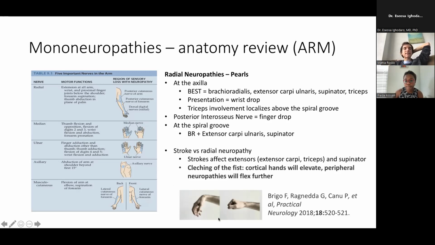And the last one in the radial neuropathies to talk about is a posterior interosseous nerve, which most commonly presents with a finger drop. So your fingers are weak, although it can also present with a wrist drop. And it's usually seen with compression. I remember seeing a patient with post-surgical PIN, post-surgical posterior interosseous nerve involvement.